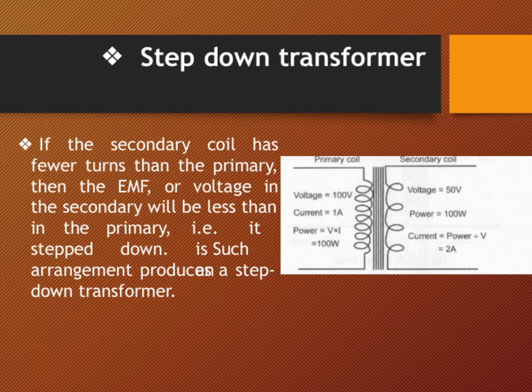This arrangement produces a step-down transformer. In other words, it is such an arrangement where the secondary coil has fewer turns than the primary. When that happens, the EMF, or voltage, in the secondary will be less than in the primary. This is what makes it a step-down transformer, reducing voltage from one side to the other. The key point here is that by having fewer turns on the secondary, we effectively lower the voltage, which is useful in many applications where we need to reduce high voltages to safer, usable levels. This concept ties into the overall theme of how transformers can control and modify voltage levels efficiently.